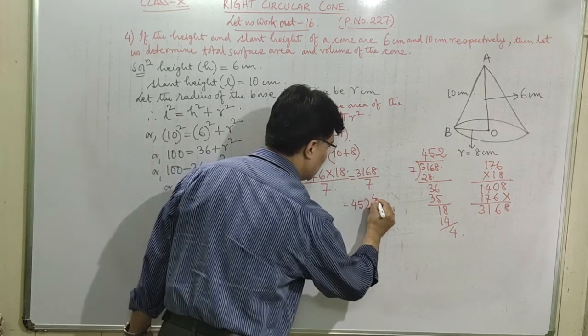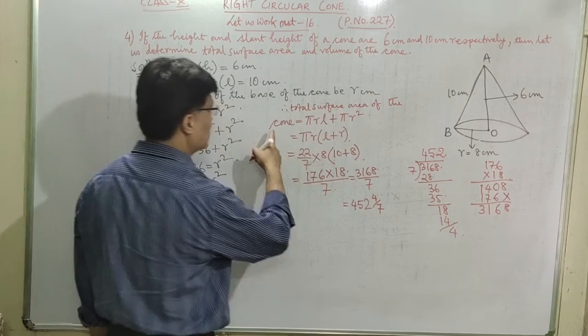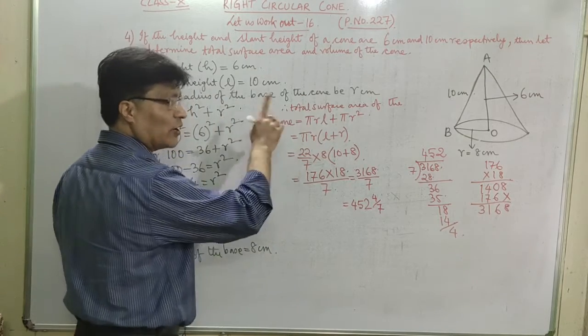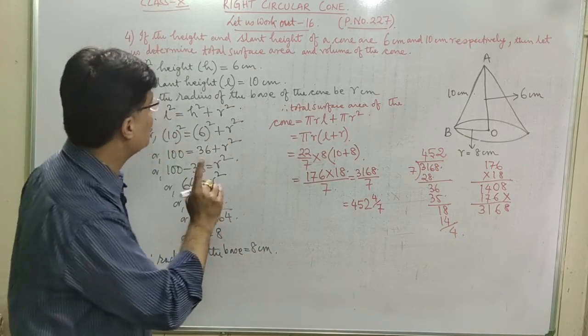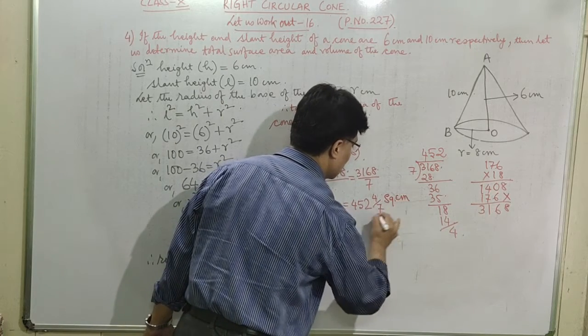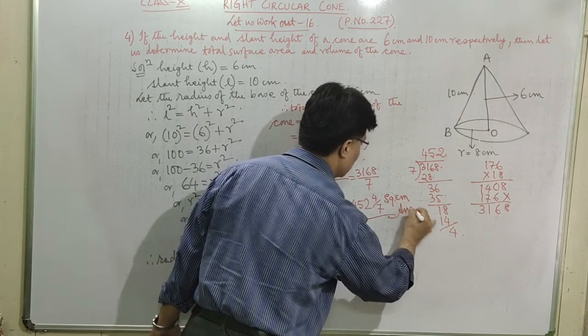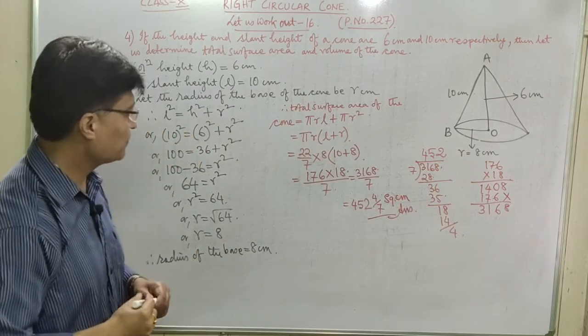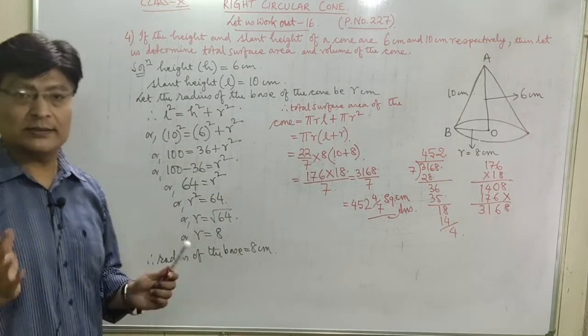What is the fraction here? 4 by 7. What is the unit? This is the surface area. Area means square centimeter. So this is the answer. I think you have understood it.